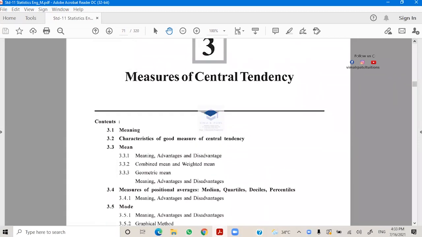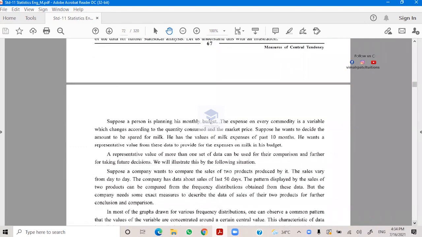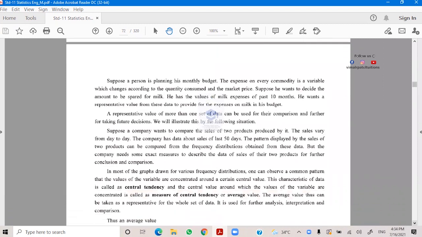Chapter 3, measures of central tendency. Measures of central tendency are basically average. So the measure which gives you an idea about the centralized value of observation is called measure of central tendency or average value. This is the value of particular data, information or frequency distribution around which all the other values are located. So that is called measure of central tendency.